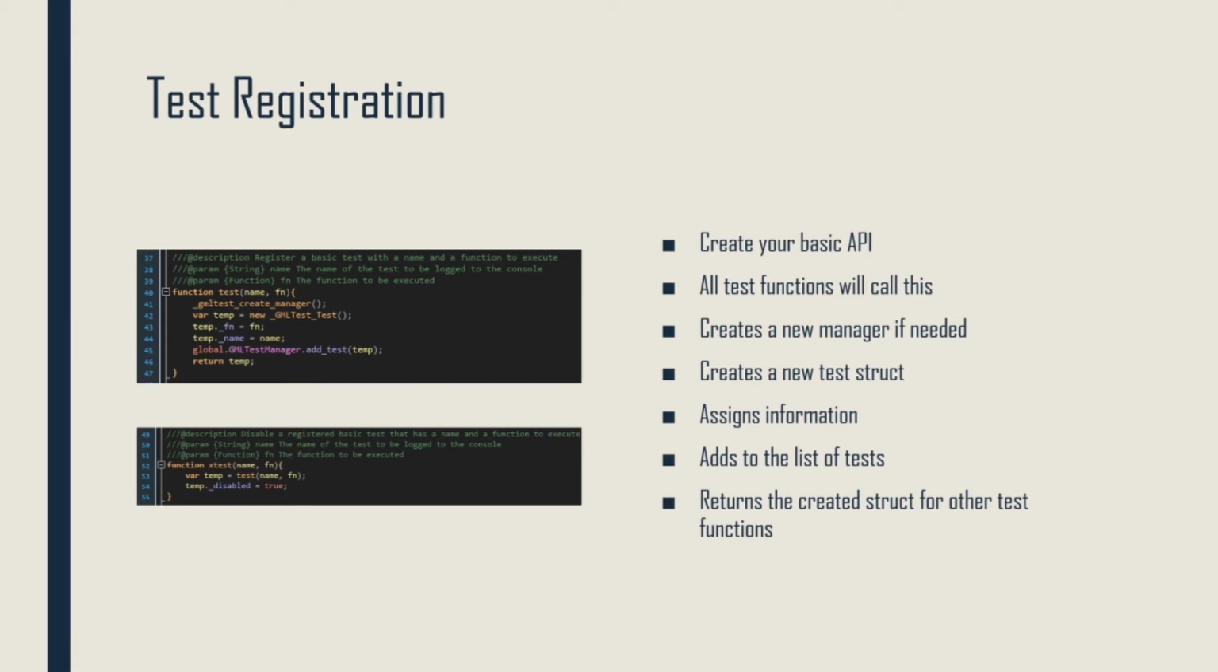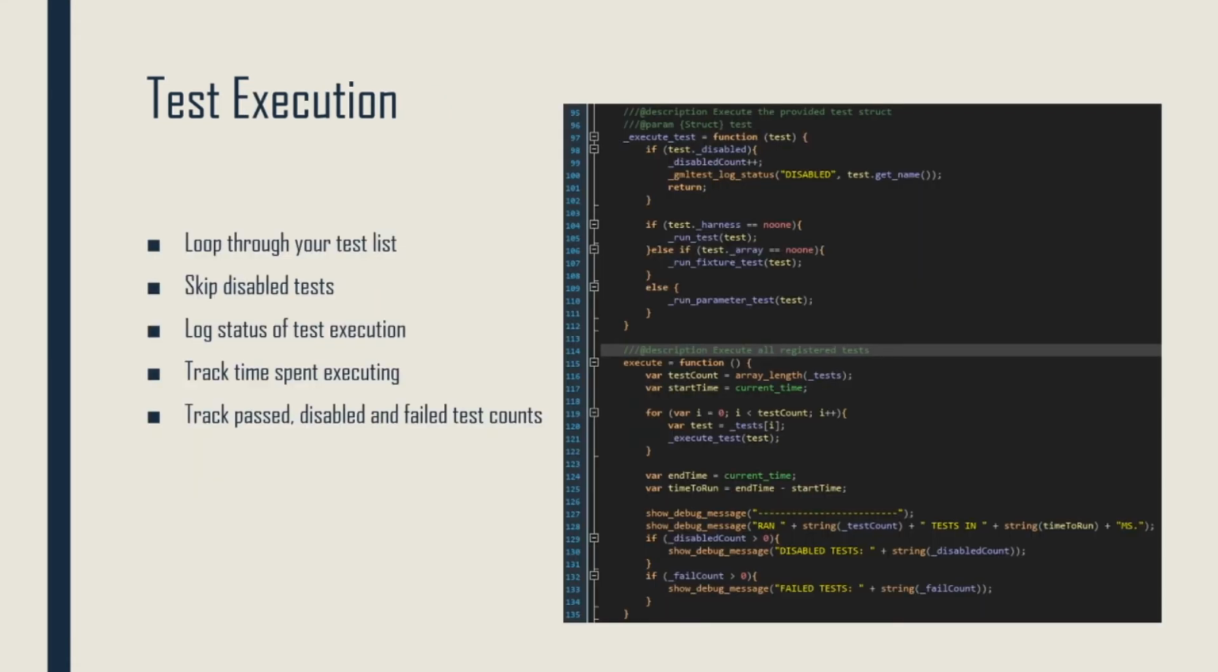In this case, when you first define a test, it checks if there's a manager. If there isn't, it creates one. It then creates the test structure, assigns the information, adds the test, returns the structure. And then for the disabled version, it's marking it as disabled. And I'm going to go quickly over how execution works.